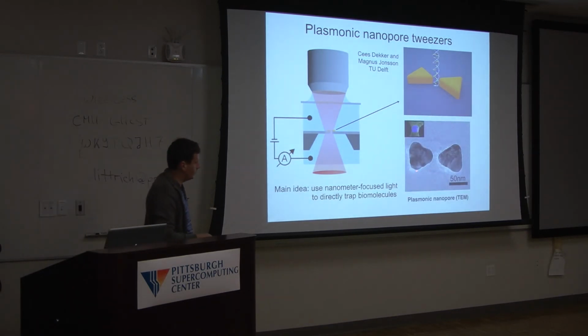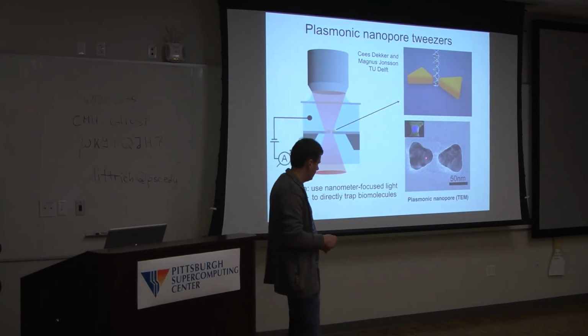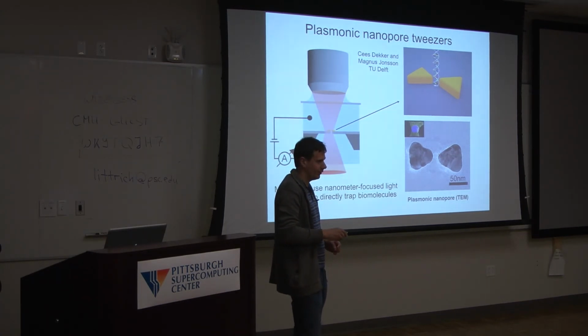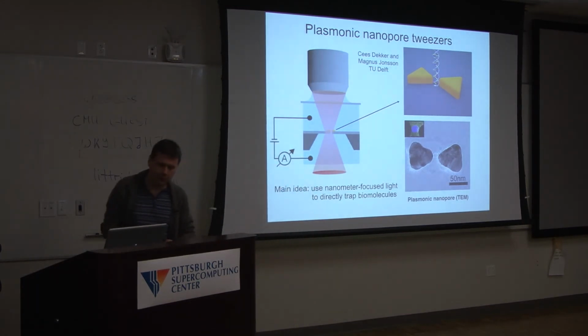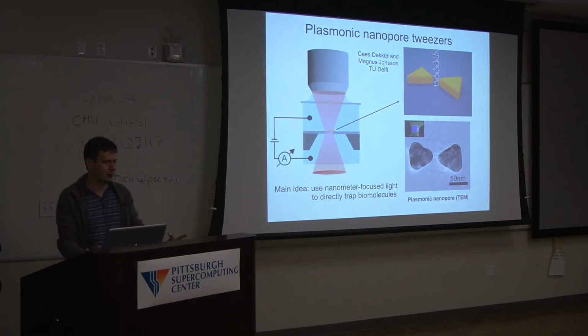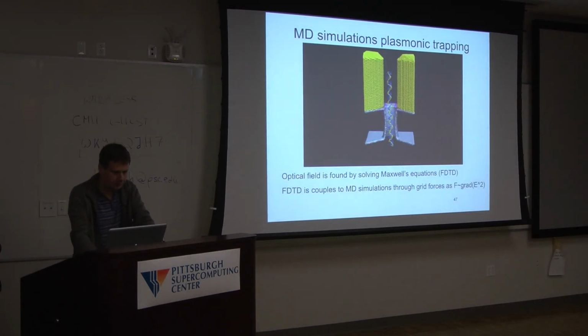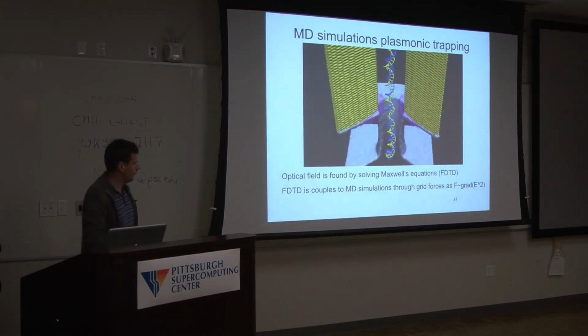Here's, by the way, an experiment done at Delft Technical University in the Netherlands. You can see a pore drilled through two gold bow ties. This is like a miracle of engineering. But basically, we wanted to see if we can use the plasmonic field to trap DNA. And again, this is one of those projects that really push the envelope of molecular dynamics simulations. Because what we had to do was solve Maxwell's equations and then somehow combine it with all-atom simulation.